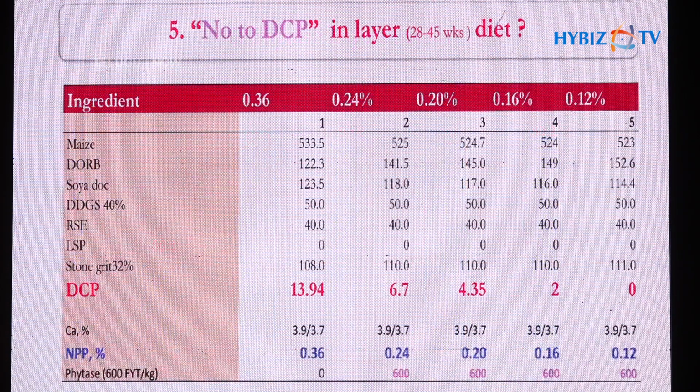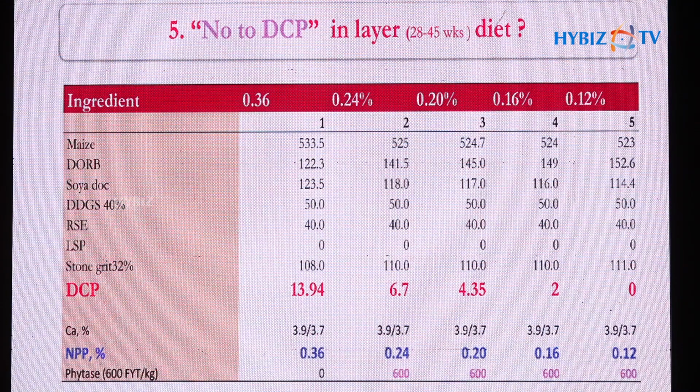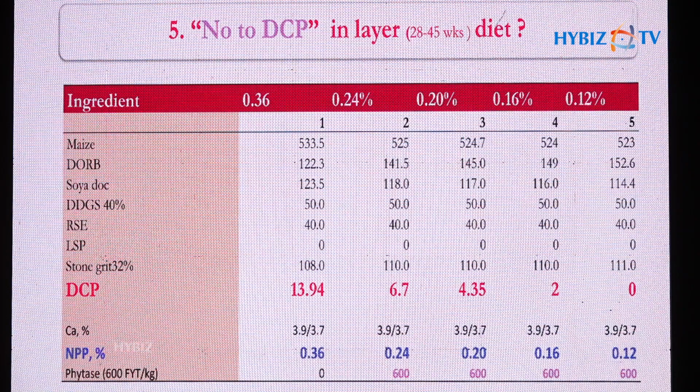Very recently, with the help of Nataraja from Bengaluru, we did one trial with no DCP, not only DCP, MCP or any inorganic phosphorus. We used 0.3 to 0.36 as the regular level of phosphorus, and we reduced it to 0.25 to 0.12%, and we supplemented phytase. If you see, the DCP level was 0 at the 0.12% level, and these are the calcium levels we used, and we supplemented phytase to the low phosphorus diets.